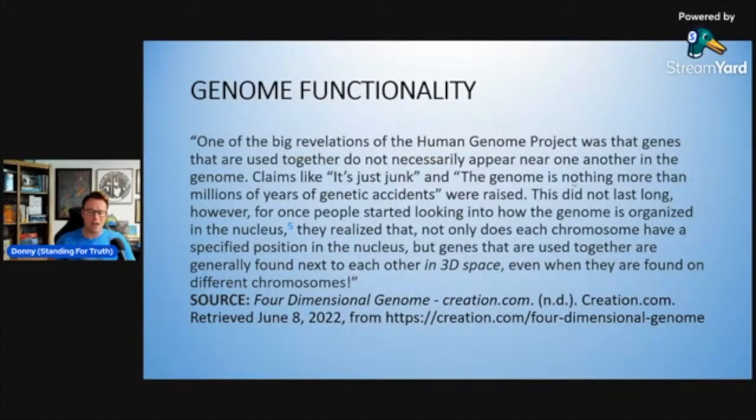So here's a quick slide from an article by Dr. Rob Carter. And he points out one of the big revelations of the Human Genome Project was that genes that are used together do not necessarily appear near one another in the genome.